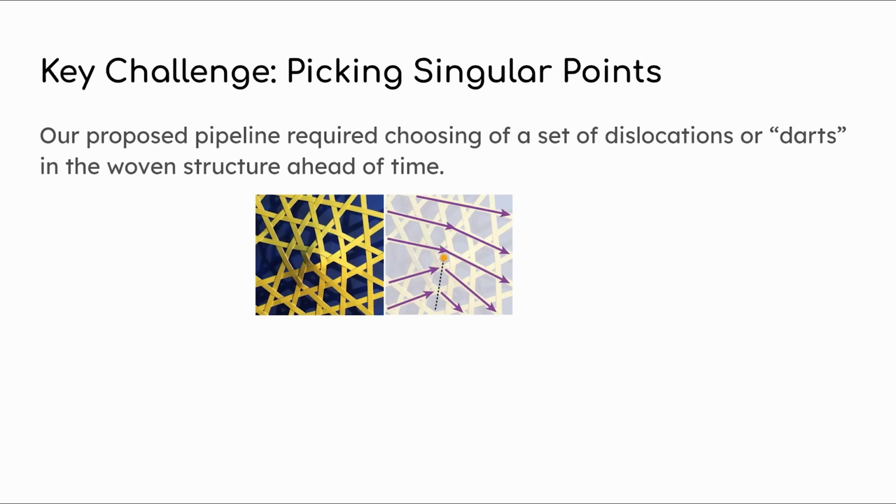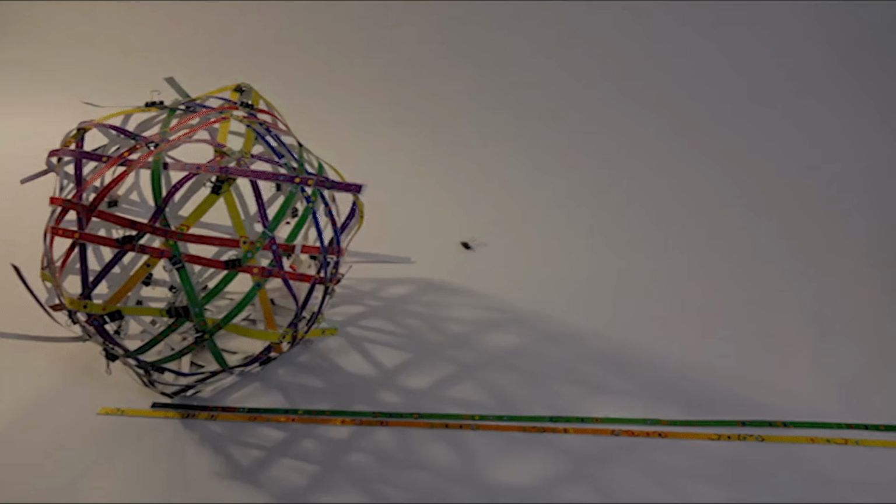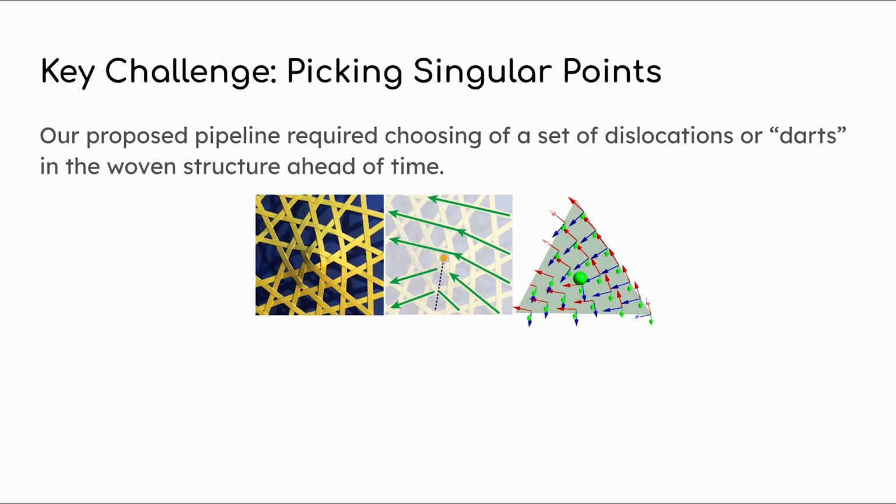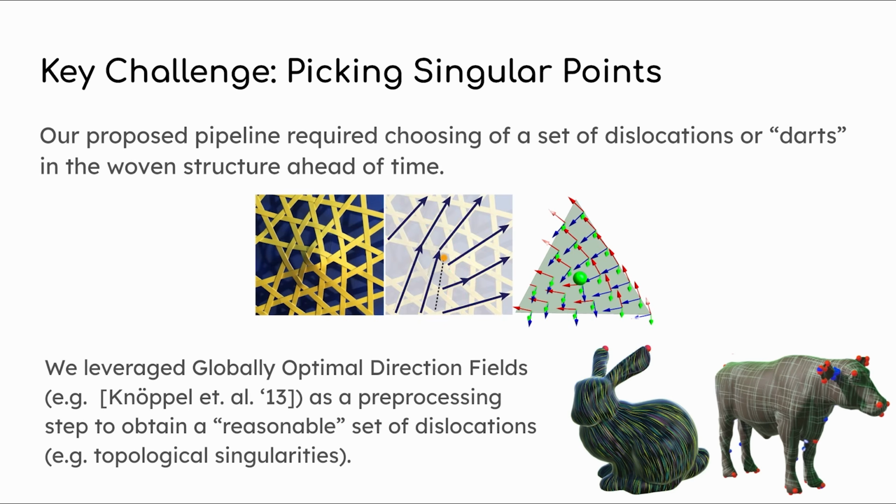One key challenge we found formulating this inverse design pipeline was the placement of dislocations or darts in the weaving pattern. We made connection between dislocations in a weaving pattern and topological singularities in a vector field, and leveraged techniques from geometry processing to automatically place these singularities in our pipeline.